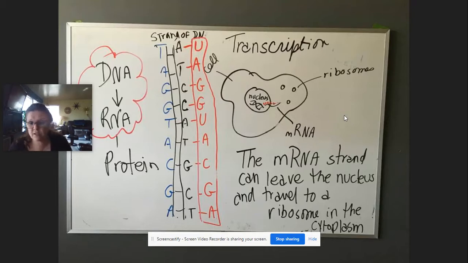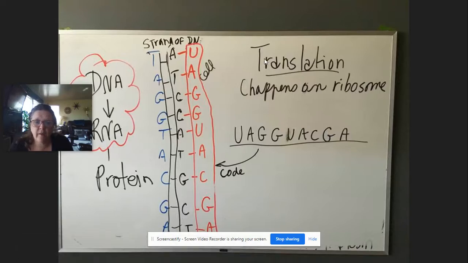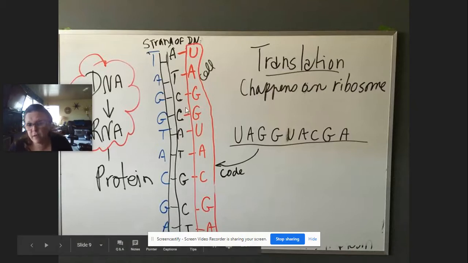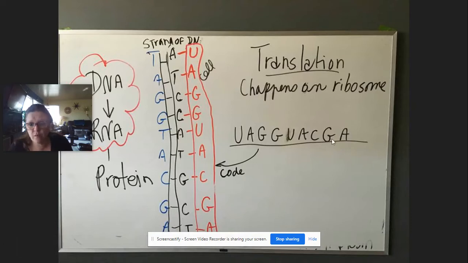It's kind of an extra slide I didn't need. Oh, it does say that. The mRNA strand can leave the nucleus and travel to a ribosome in the cytoplasm. And then the next step is translation. So that happens on the ribosome. So all I did here is I had these nine bases for my mRNA, and I just wrote them out again here. So it's the same code.